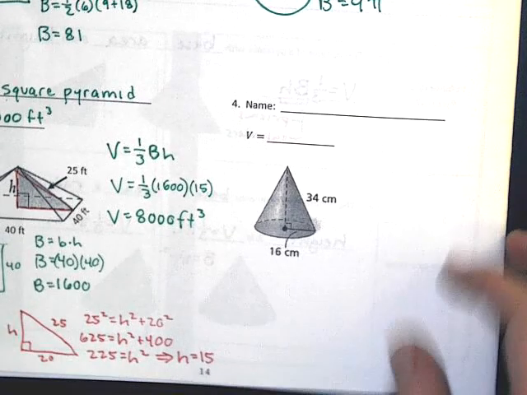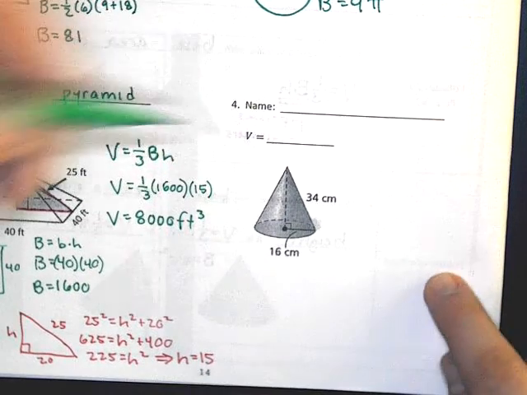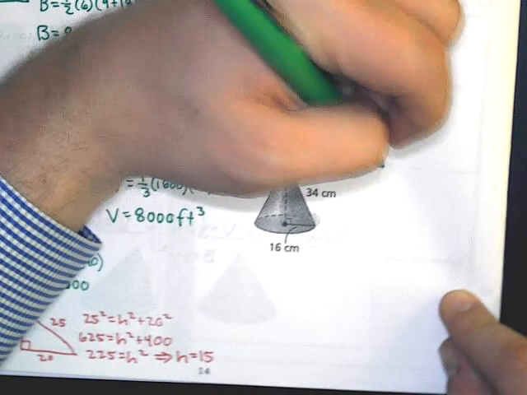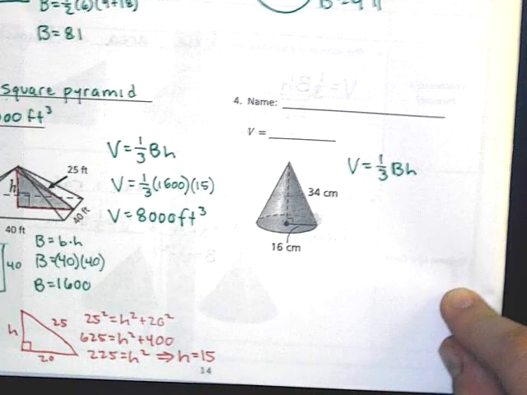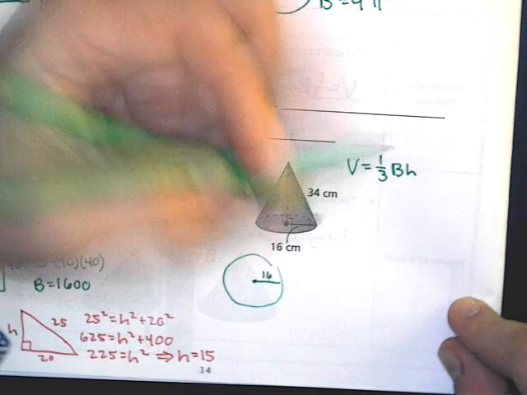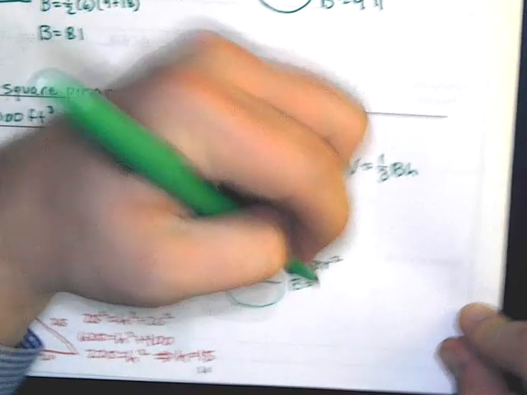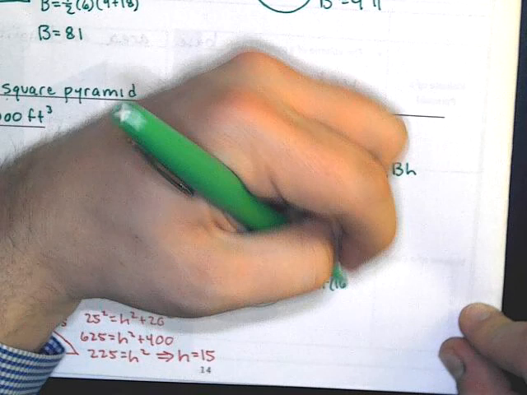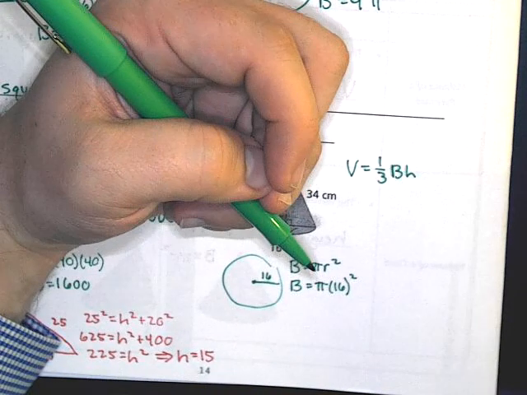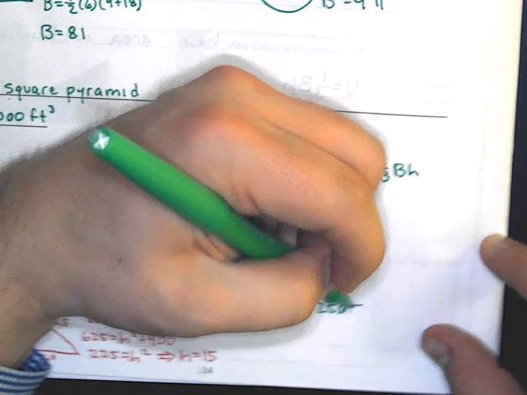Similarly, in number 4, we're going to have to do something very similar. If I look again, I can go V equals 1/3 capital B H, and I can draw my base, and I know that the radius is 16. So I know that I'm going to have pi 16 squared. So I know that the area of my base is 256 pi.